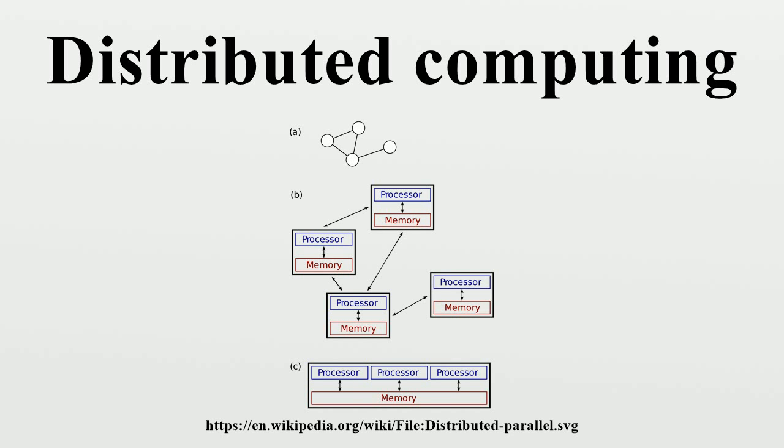Nevertheless, as a rule of thumb, high-performance parallel computation in a shared memory multiprocessor uses parallel algorithms, while the coordination of a large-scale distributed system uses distributed algorithms.